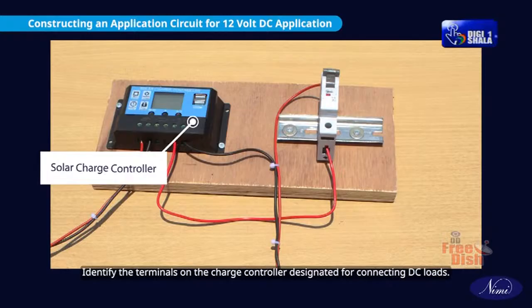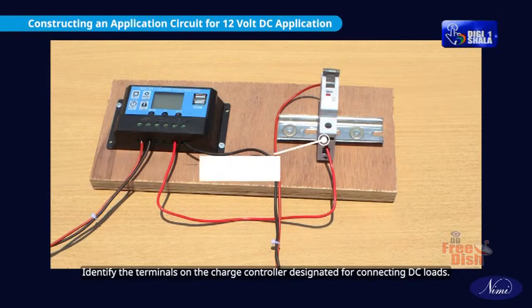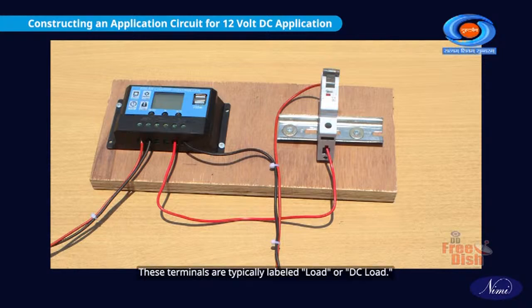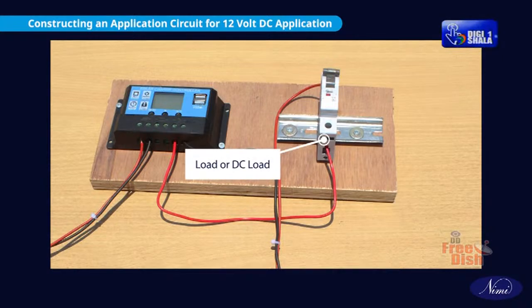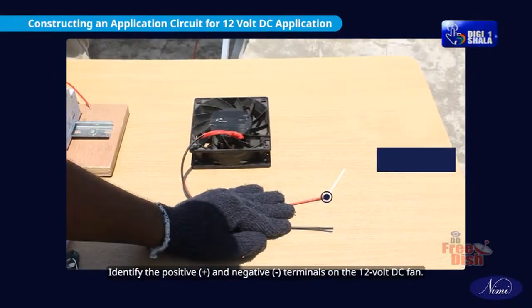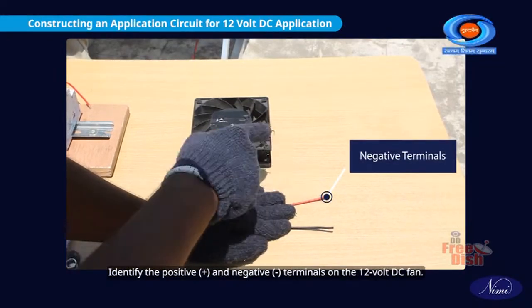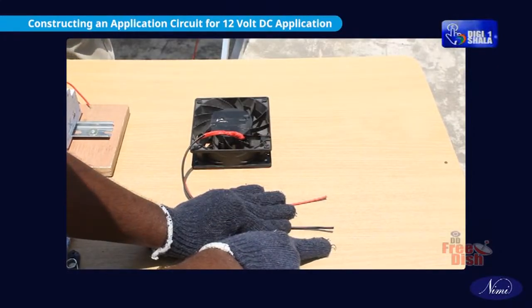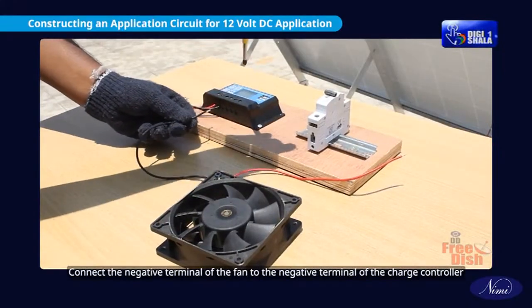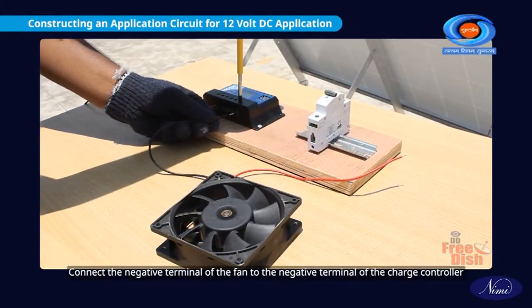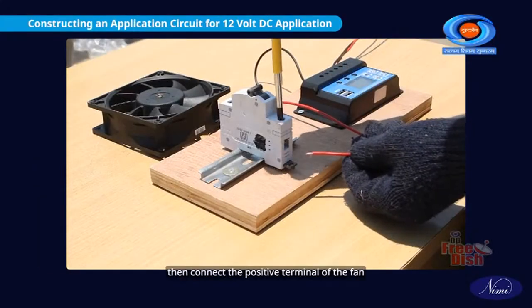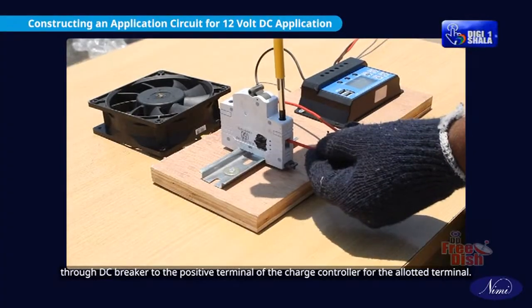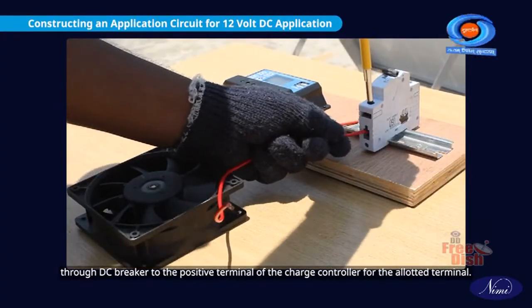Identify the terminals on the charge controller designated for connecting DC loads. These terminals are typically labeled load or DC load. Identify the positive and negative terminals on the 12-volt DC fan. Connect the negative terminal of the fan to the negative terminal of the charge controller. Then connect the positive terminal of the fan through the DC breaker to the positive terminal of the charge controller, at the allotted terminal.